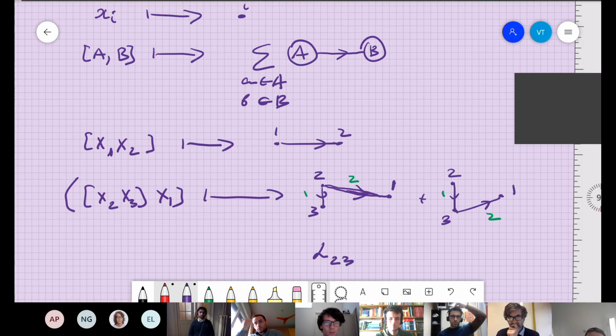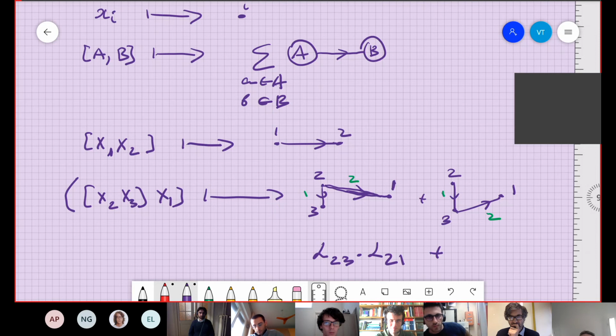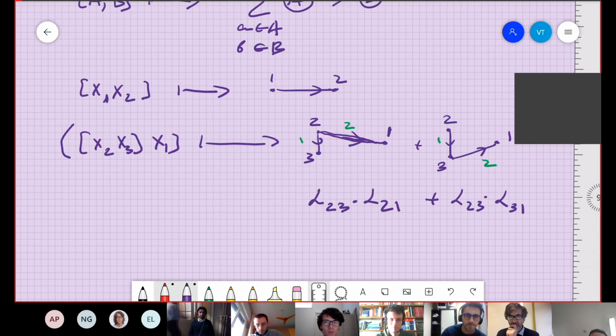alpha 2 3 times alpha 1 2, and it's going to pair non-trivially with this class, alpha 3 1. It says that if you take any other tree different from these two, the pairing is going to be 0. But with these two, the pairing is going to be exactly 1.